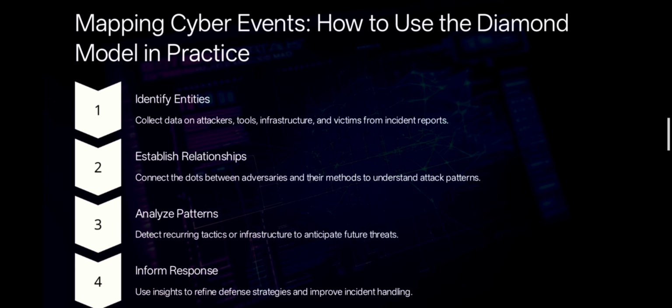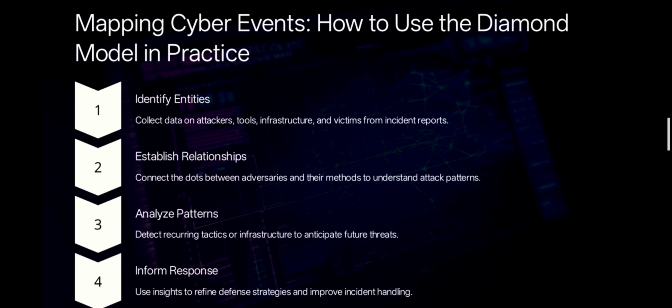3. Analyzing relationships. Examine how these components interact. How did the adversary deploy the capability? What infrastructure was used to deliver the capability? Why was the victim targeted? This analysis can reveal patterns, such as repeated use of certain infrastructure by a threat actor or commonalities among victims.